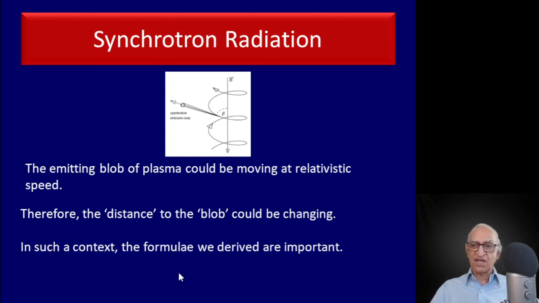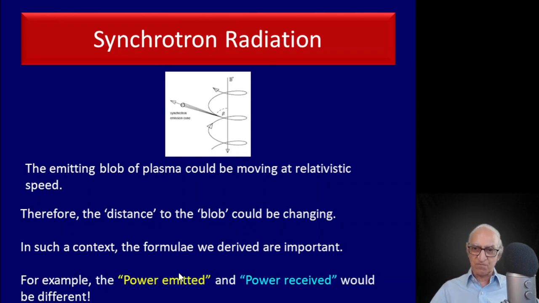In such a context, the formula that I derived for Doppler shift of frequencies and the Doppler shift of the rate of ticking of a clock become extremely important. For example, there will be a difference between the power emitted and the power received. A plasma blob ejected by a black hole says, I emitted so many watts of power, so many joules in so many seconds according to my clock.